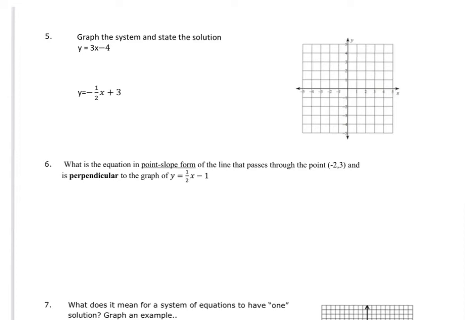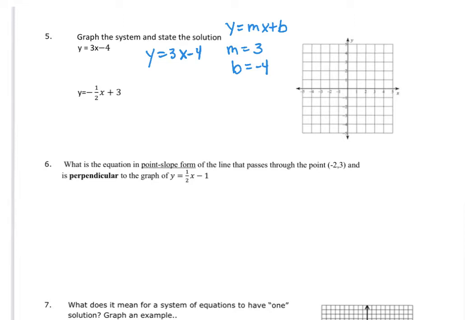Okay, guys, we're on to number 5 on our review, so page 2. If you look at this first set of equations, you've got y equals 3x minus 4. If you're still looking at y equals mx plus b, I'm going to put that here on page 2. Your m, which is your slope, is 3, and your b, which is your y-intercept, is negative 4.